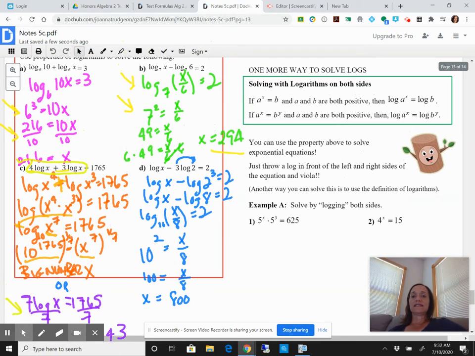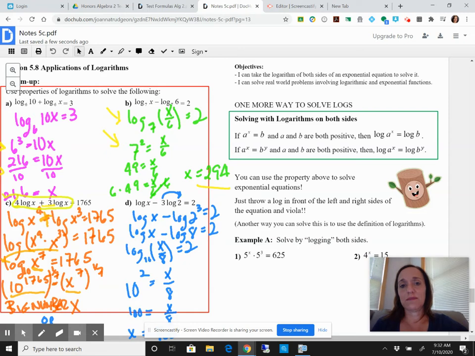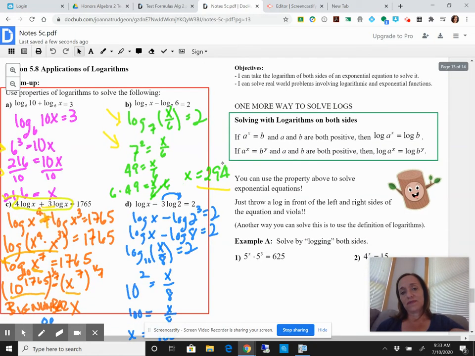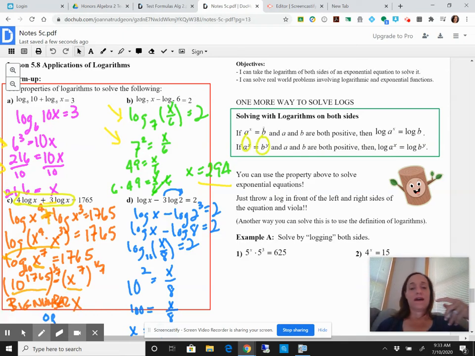So one of the last things we're going to talk about with the log chapter here is this other method you can use for more complicated problems, where you can put a logarithm in front of both sides of an equation. Now, this typically happens when you have an exponential equation and both sides have exponents, and you're trying to solve this thing, but like in this case, you have a to the x equals b to the y.